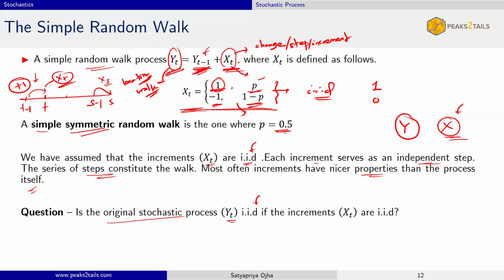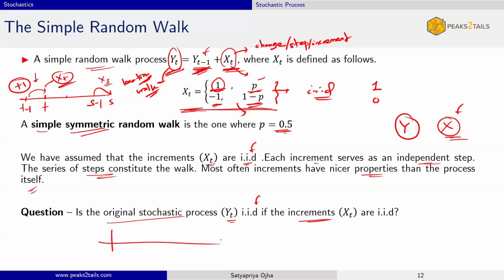What is your gut feeling? You understand what this is? The Y means the value of the stock price, the actual value of the stock price. We are saying changes or increments are independent and identical, but are the stock price values at all future points independent and identically distributed? Are they coming from the same distribution at every point?